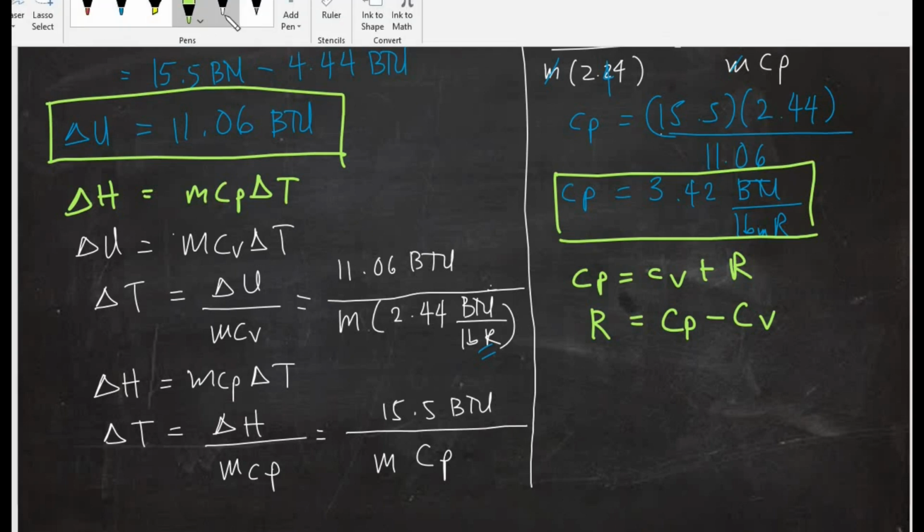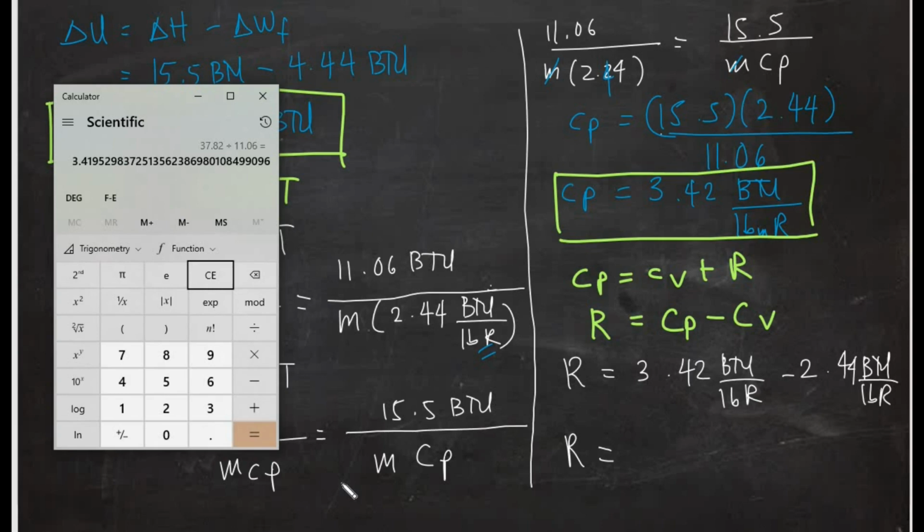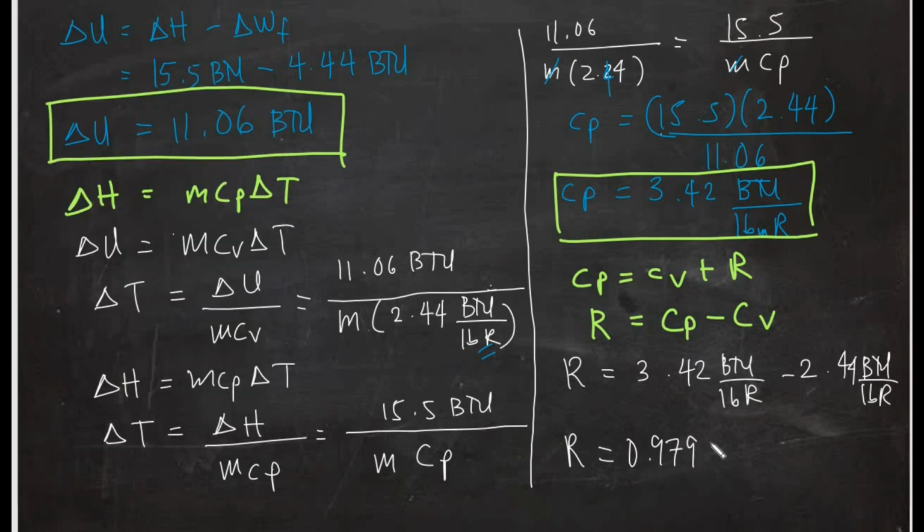Let me change my pen here. So R is equal to C sub P, which is 3.42 BTU per pound mass Rankine, minus C sub V, 2.44 BTU per pound mass Rankine. So R is equal to, let us get our calculator and subtract 2.44. So 0.9795 BTU per pound mass Rankine.